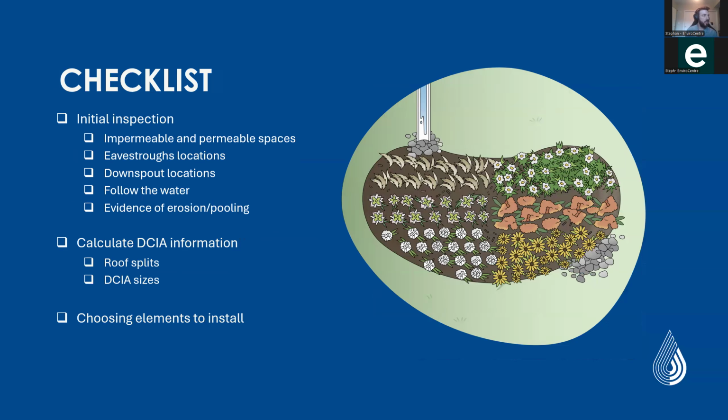Again, we did our initial inspection. We looked for impermeable and permeable spaces. We looked for where eaves troughs are or aren't, where all our downspouts are, and then we followed that water from where it hits each roof to the eaves troughs to the downspouts, or even our driveway. We're looking at which way it's angled, where the water is ending up. We looked for evidence of erosion and pooling, especially at downspouts, but even just anywhere. And then we took that information, and it helped us find all of the different DCIAs.